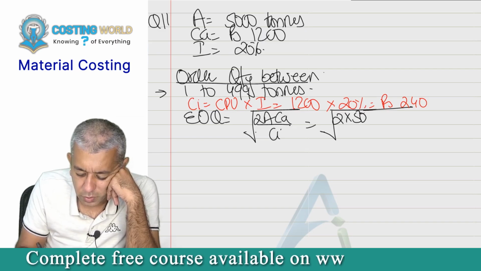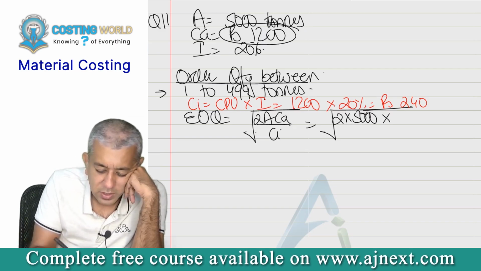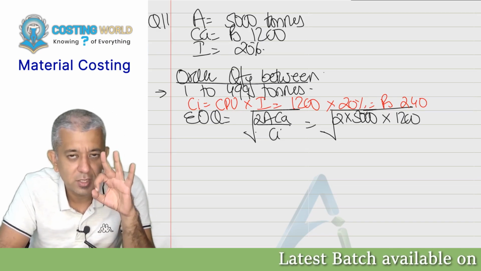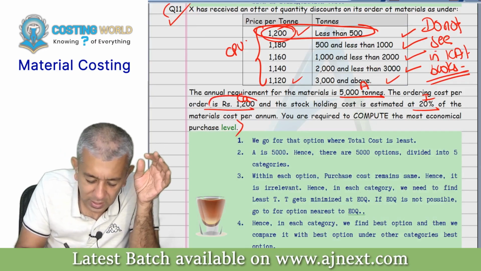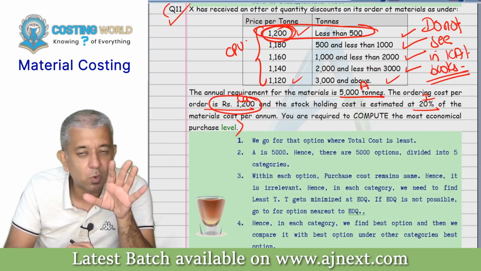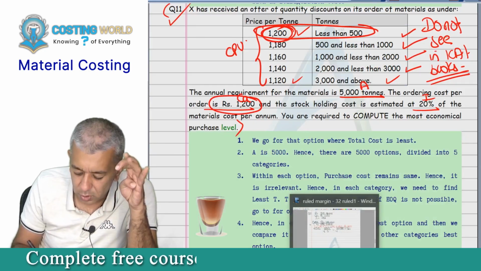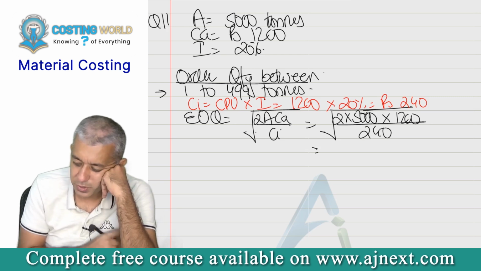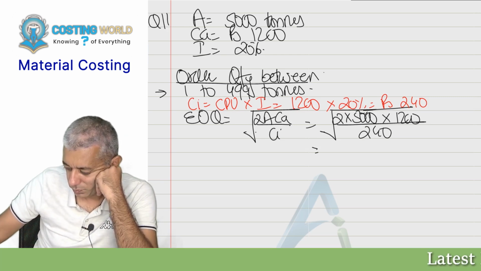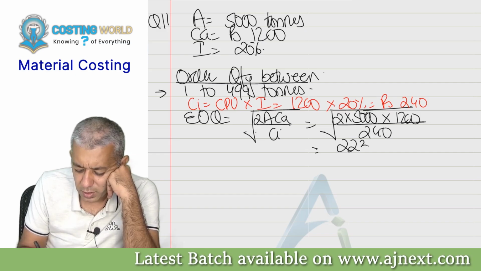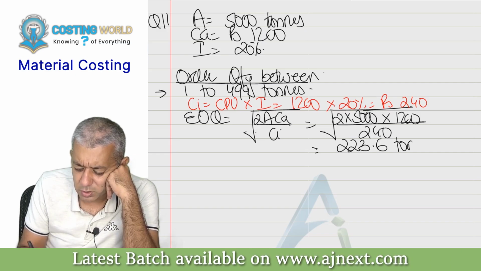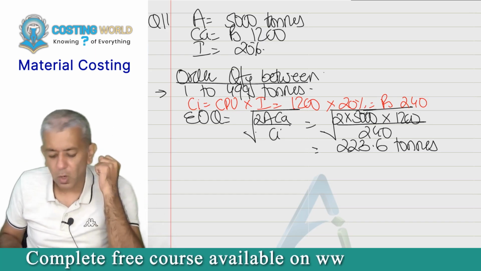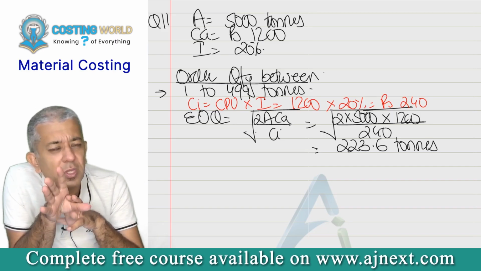So 2 into 5000 into CA is 1200. Please, in this question, luck by chance, CA and your first CPU is same. Okay, please don't get confused about all these small little things. Divided by 240. Get me this answer, please. In reality, I think 2 to 3.6 tons, no? Yes, sir. Okay. Honestly, you can keep it as 2 to 3.6 tons.